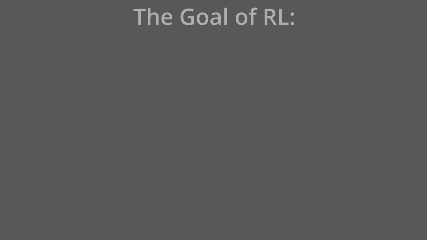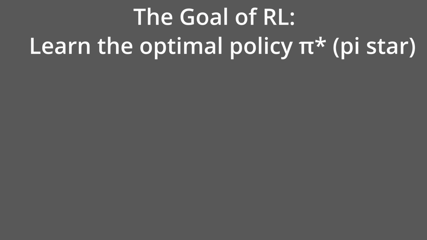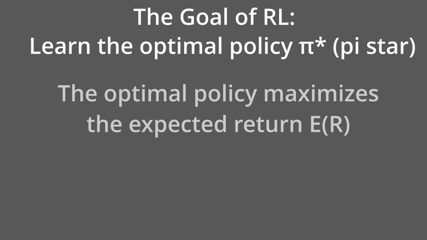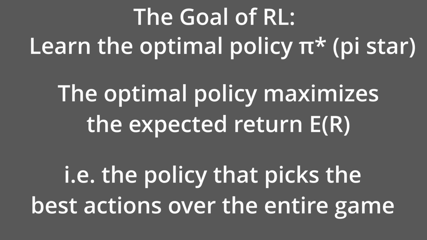Our goal in RL is to learn the optimal policy. This is often denoted as pi star. The optimal policy maximizes something called the expected return. Now that sounds a bit complicated, but it just means we want the agent to choose the actions that lead to the highest total reward over time. In other words, we want Mario to play the game as well as possible, not just in the next step, but over the course of the entire level.